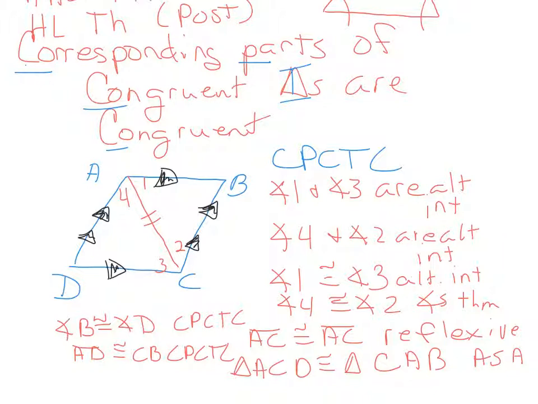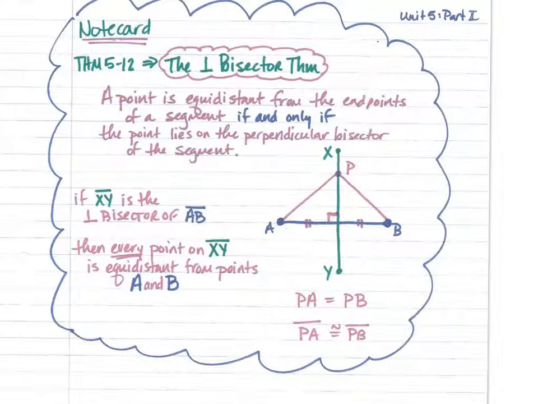So you've got your notes there. Okay, we're just going to talk about the perpendicular bisector theorem. You want to be sure you get it copied sometime before we have a test, which I think is week after next. We'll have a test over all of Unit 5. Okay, this tells us that a point is equidistant from the endpoints of a segment. We're looking here at segment AB. So a point is equidistant from the endpoints of a segment if and only if the point lies on the perpendicular bisector of the segment.